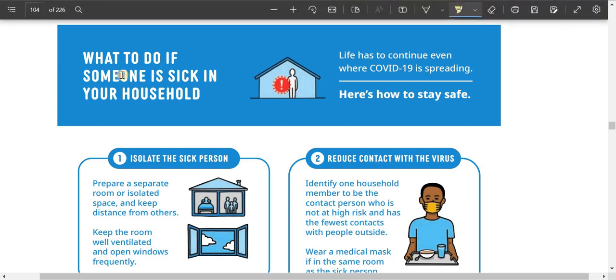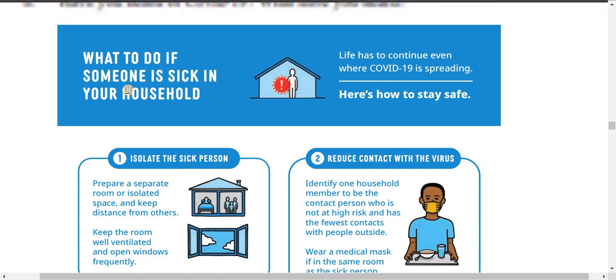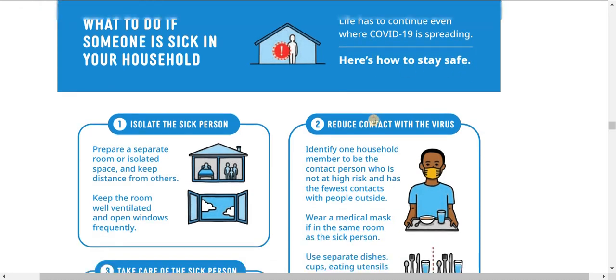What to do if someone is sick in your household? What can we do if someone suffers from a disease like COVID-19? Life has to continue even where COVID-19 is spreading. Despite COVID-19, we have to do our daily activities and life has to continue. Now, how to stay safe? We will know the safety measures here.